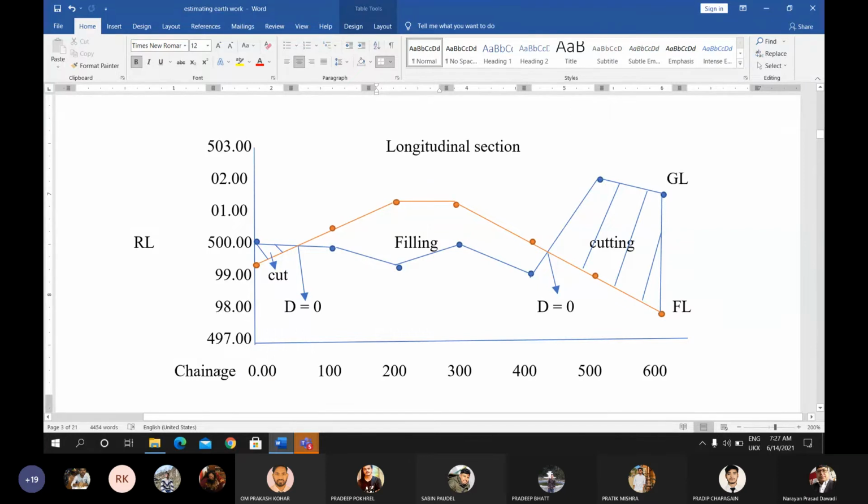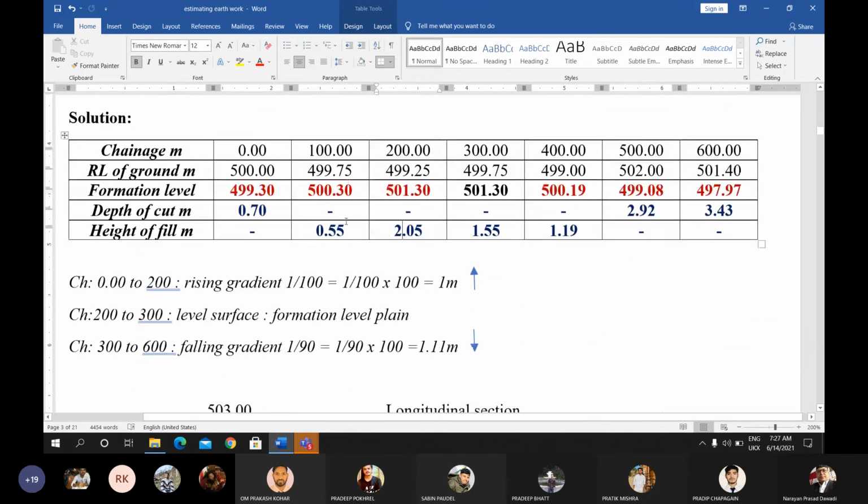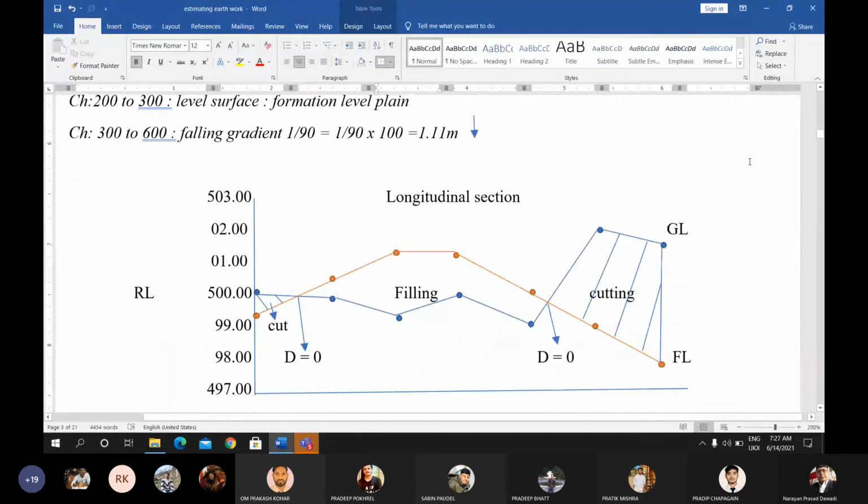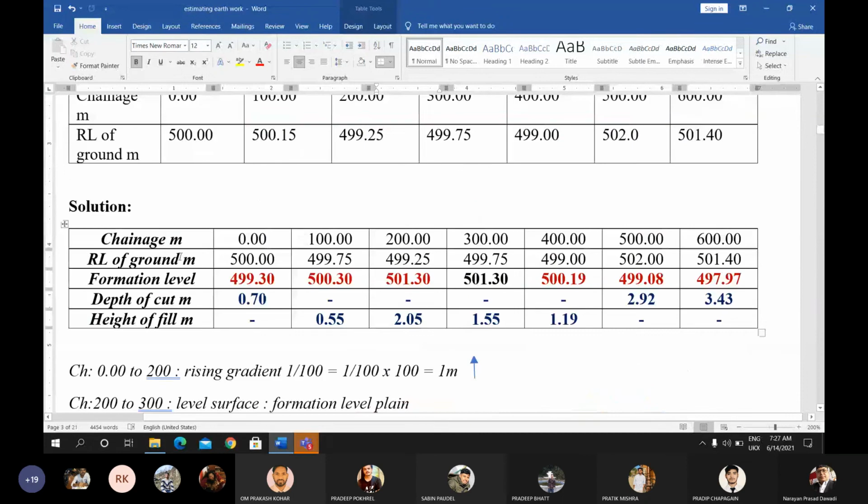And in the abscissa direction, I have taken the channels: 0 meter, 100 meter, 200, 300, 400, 500, and 600. These are the channels. Now plot the data. The RLs of ground are 497.97, 499.25, 499.75, 499.20, 502, 501.40, etc. You can plot the data of these points in blue color. I mark these points from the ground level.